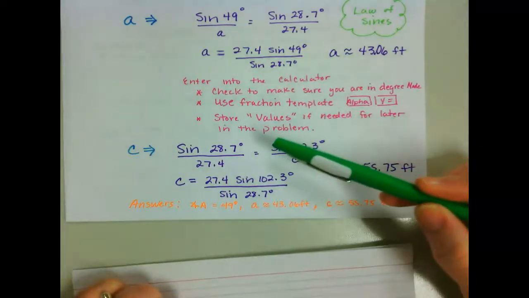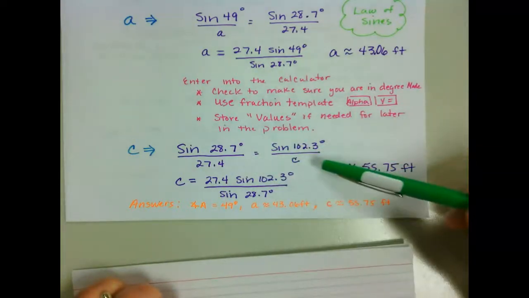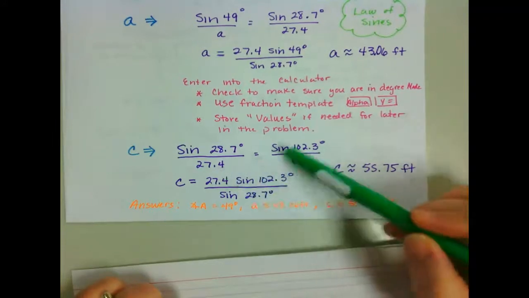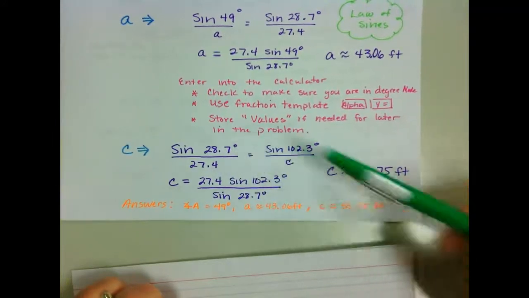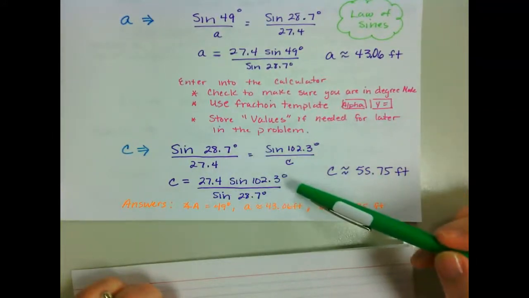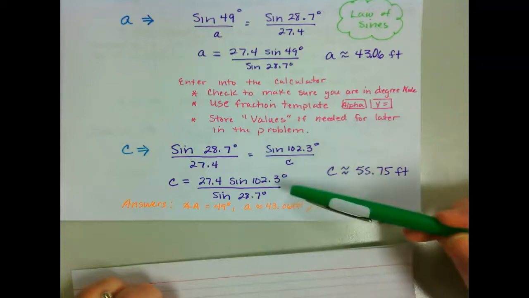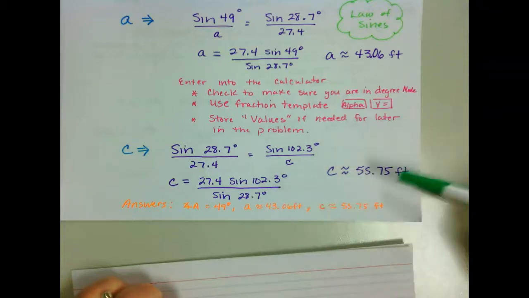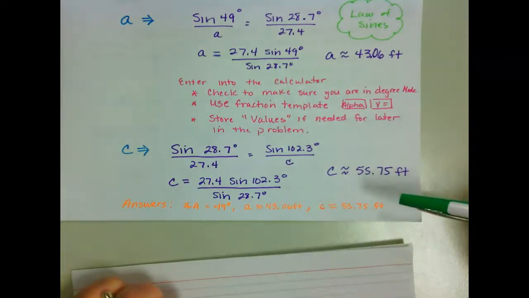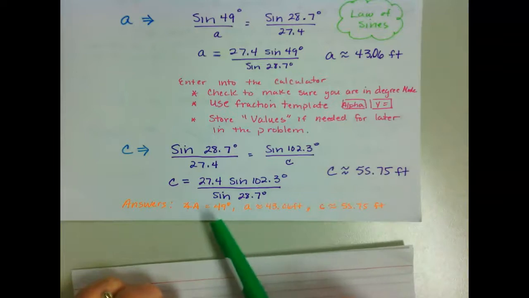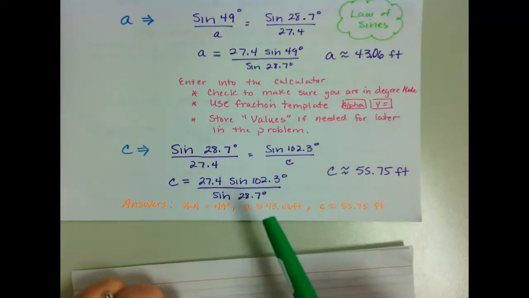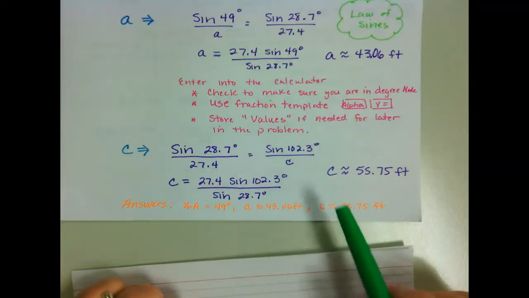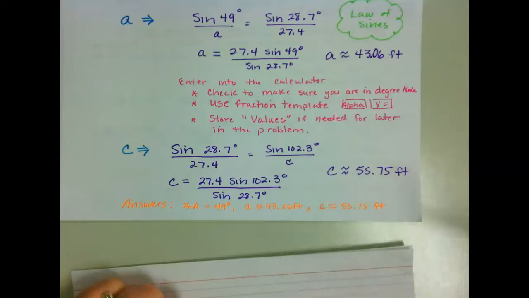All right, so sine of B over b, sine of C over c. To solve for c, we multiply these two together and divide by this. So I set up my equation, and then I go straight into my calculator. I know I'm in degree mode, and I come up with 55.75 feet. If it asks you to write out your answers, you would say angle A is 49 degrees, side a is approximately 43.06, and side c is approximately 55.75 feet.